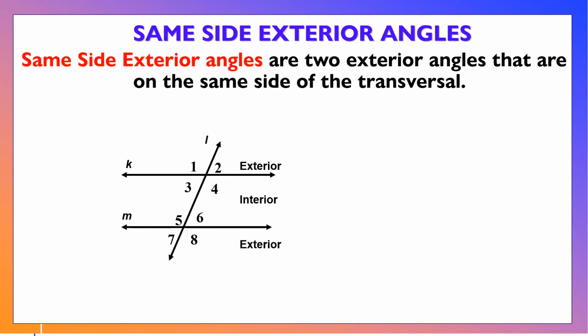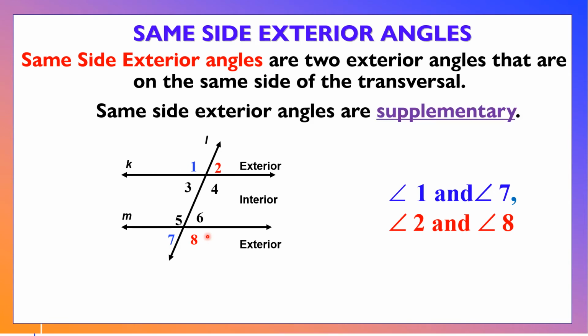We also have same side exterior angles. These are two exterior angles that are on the same side of the transversal. So two exterior angles on one side of the transversal. We have angle 1 and angle 7. So these are same side exterior angles. Another is the angle 2 and angle 8. So same side exterior angles.